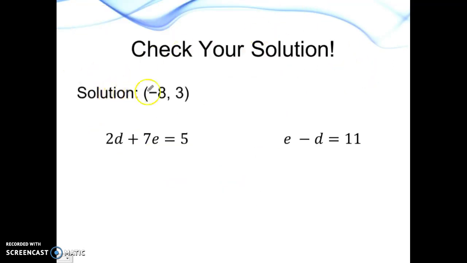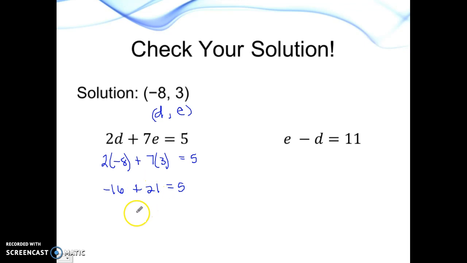And again, it is good practice to check your solution. So remember, this was D and this was E. If I plug it into my first equation, 2 times the negative 8 plus 7 times 3. Negative 8 times 2 is negative 16. 7 times 3 is 21. These 16 negatives cancel off with 16 of the positives, making this equal to a positive 5. And that one checked out.